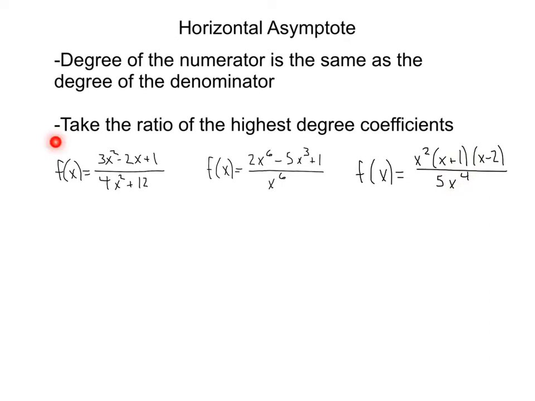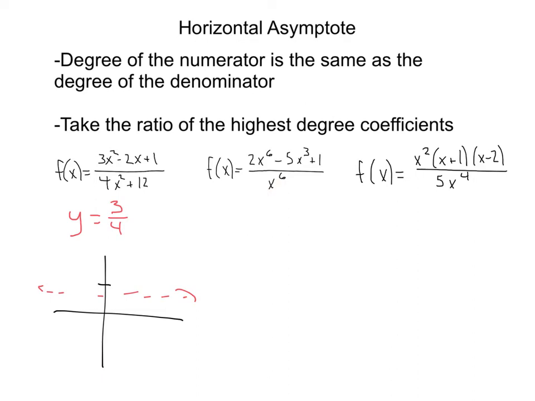Now your horizontal asymptote is always going to be the ratio of the highest degree coefficients. That's just going to say, take the coefficient of each degree and put it as a fraction. So for this first one, our coefficient is 3 on the top and 4 on the bottom. So our horizontal asymptote is y equals 3/4. And if I was going to graph that, I would just go up to about 3/4 and I'd put a horizontal asymptote. Next, we've got 2x to the 6th over x to the 6th.